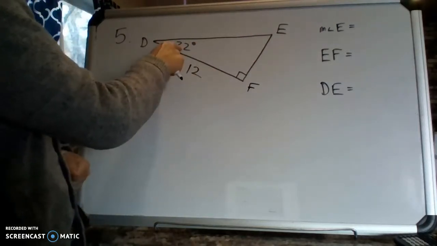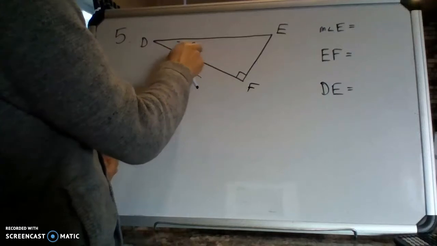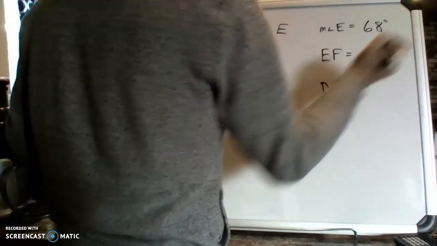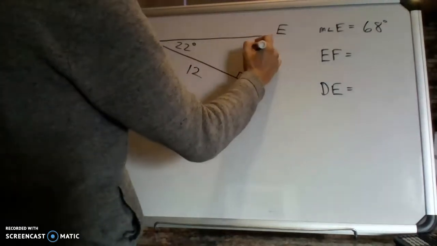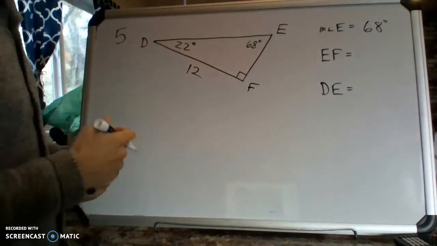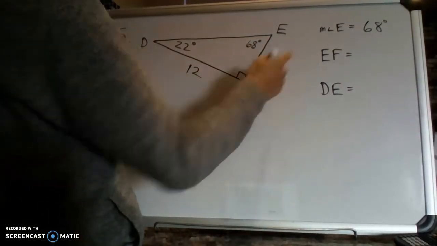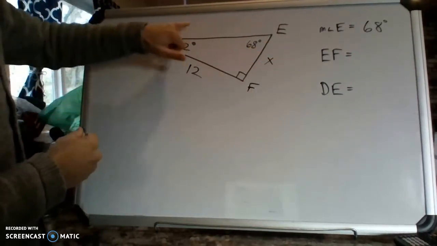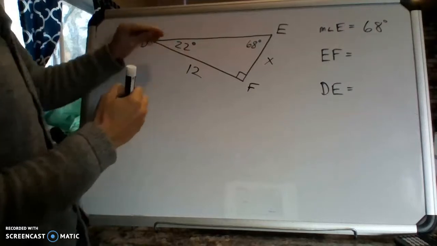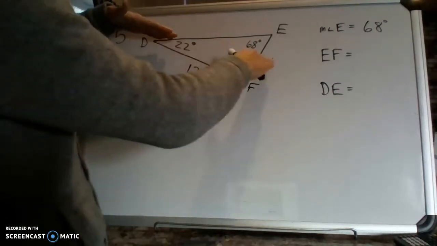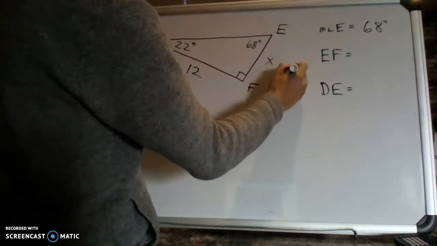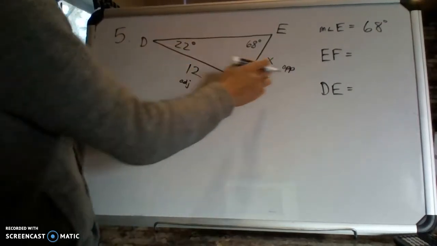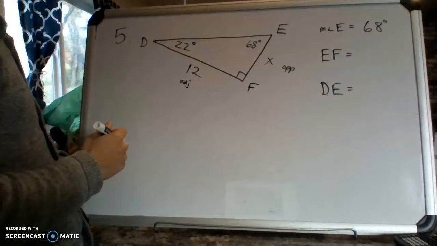So with a 22-degree angle here, doing the 180-degree calculation, you'll be able to find that the measure of angle E would be 68 degrees. Okay, now let's choose one of the two sides to work on. Let's choose EF first. I'll just go ahead and put an X there. So I'm going to focus on angle 22. This is the one that I'm going to be looking from. From angle 22, X would be the opposite side, and 12 would be the adjacent side. And the trig ratio that deals with opposite and adjacent is tangent.